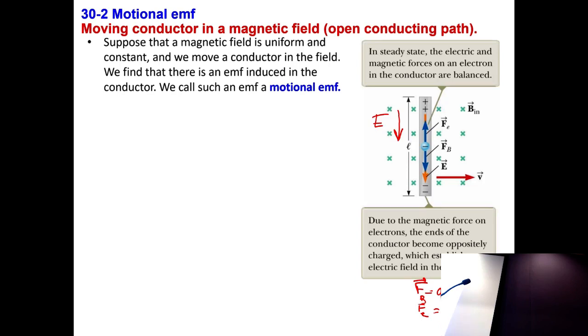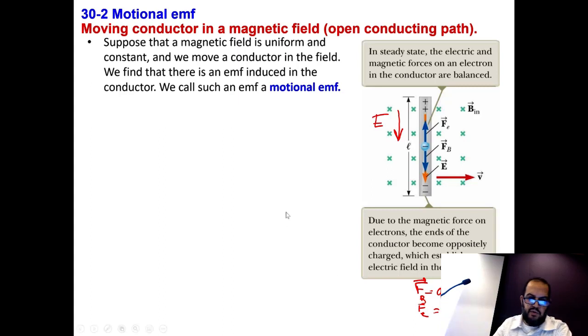This is what we call induced EMF, because we are accumulating negative charges on this side and leaving behind positive charges on the other side. And we have an induced electric field, and this is an induced EMF. Remember, for a uniform electric field, E is equal to delta V over delta X. So we are inducing an EMF. A bar moving through this magnetic field experiences an induced EMF.